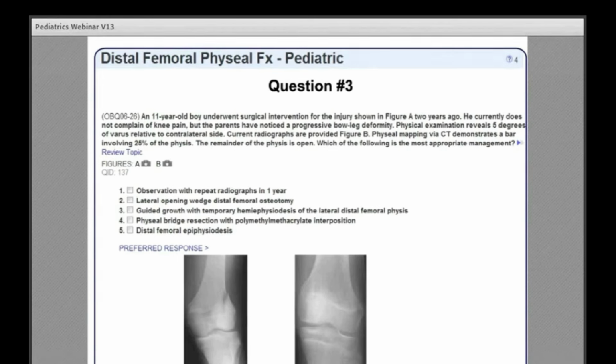So the radiograph on the left in figure A shows a Salter-Harris 2 injury to the distal femoral metaphysis that's displaced. And you can see there's a large Thurston-Holland fragment laterally. This, after treatment with reduction and some type of fixation, shows a varus deformity with continued growth laterally, but an asymmetric growth arrest medially.